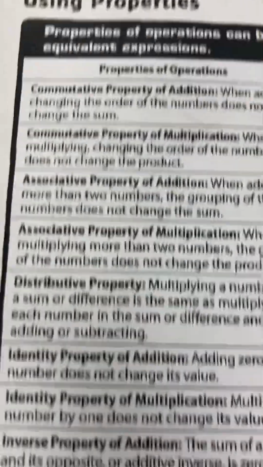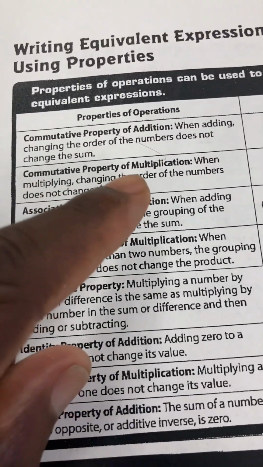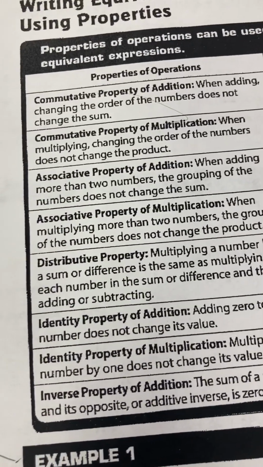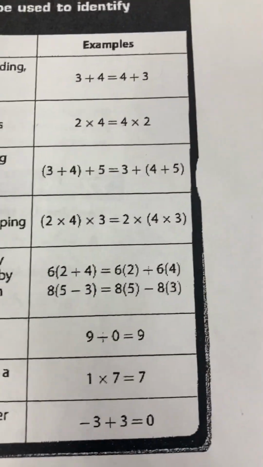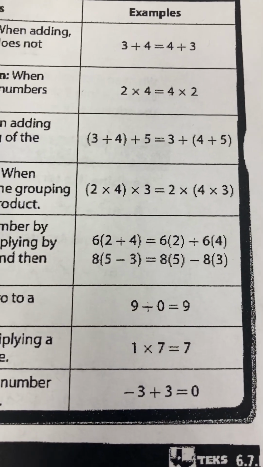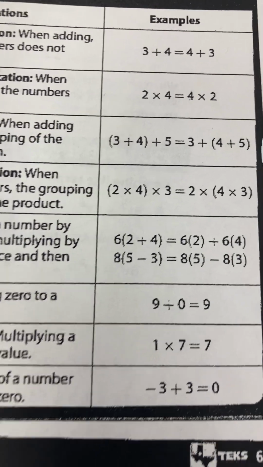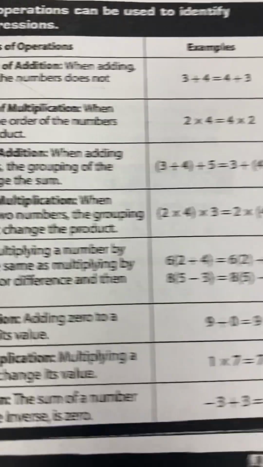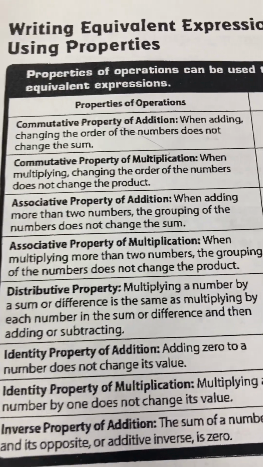if you go here, where it says commutative property of multiplication, it says when multiplying, changing the order of the numbers does not change the product. So it does not change your answer to a multiplication problem. So here you see we have 2 times 4 and then 4 times 2. So your answer is still going to be the same. So it's going to be commutative property of multiplication.